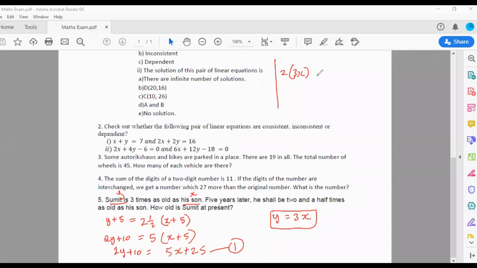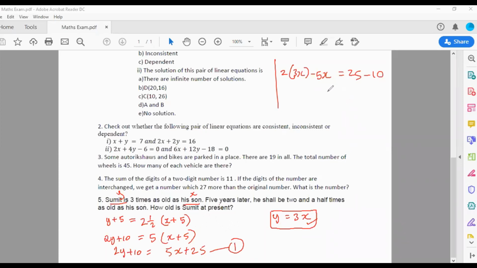You can move it to the RHS, and plus 5x from the right side you move to the left side, so that will become minus 5x, is equal to 25, which is already there on the right side. You move plus 10 to the right side, so that will become minus 10. From this equation you can solve for x. Then that value you can substitute in y is equal to 3x. You will also get the value of y, and those will be the ages of the son and Sumit.